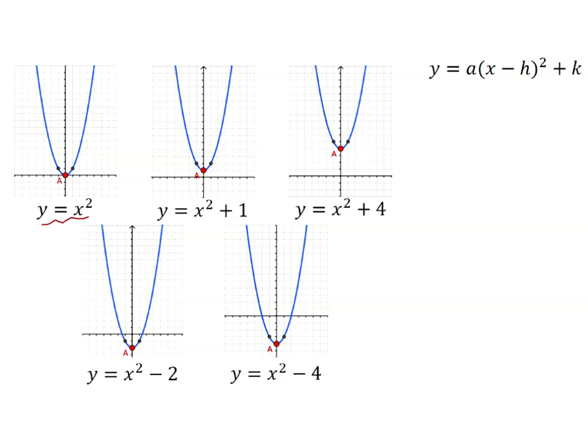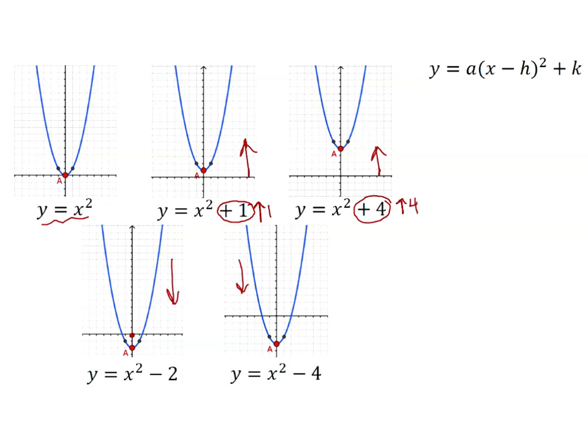So again, we're starting with our original. And it looks like in both of these graphs, I have shifted my parabola up. So in this one, I added 1, and that resulted in a shift up of 1. Here I added 4, and I shifted up 4. In the bottom two, it looks like I shifted my parabola down.